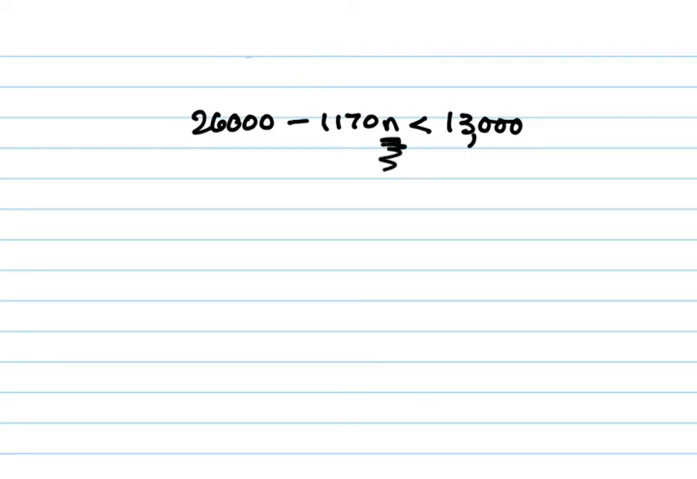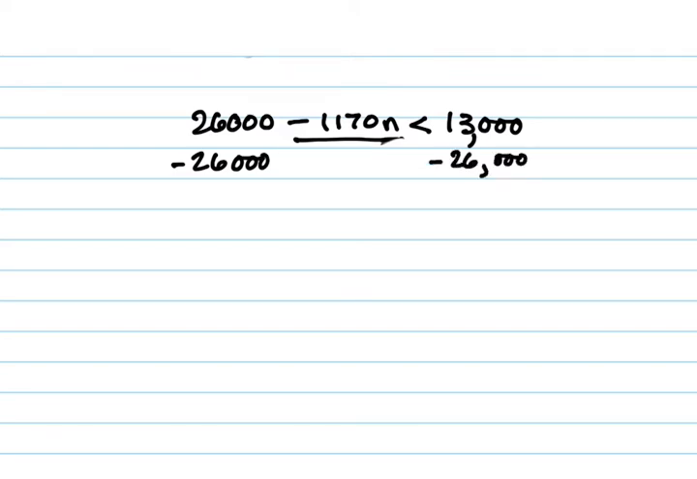My whole goal is to get this n by itself, on one side. Now, it's not by itself right now. It's connected to that piece of the term, but it also has this thing over here as well. So I'm going to move this 26,000. And is that 26,000 positive or negative? Positive. So to get rid of it, I'm going to add a negative one. So that means subtract 26,000.